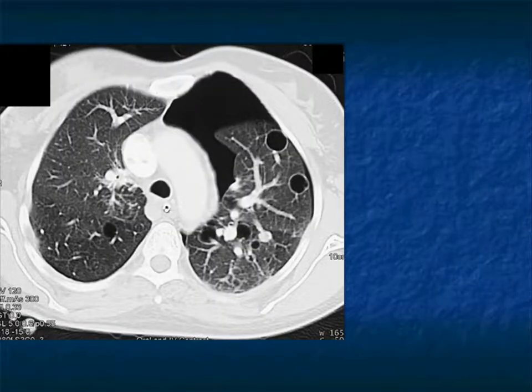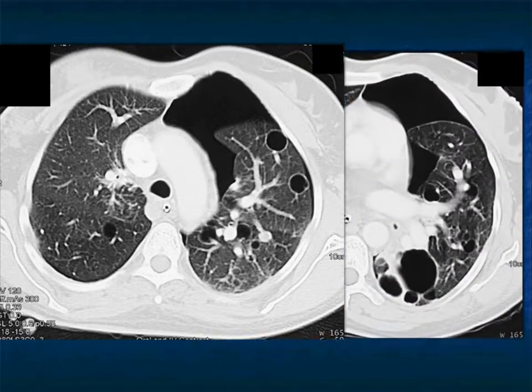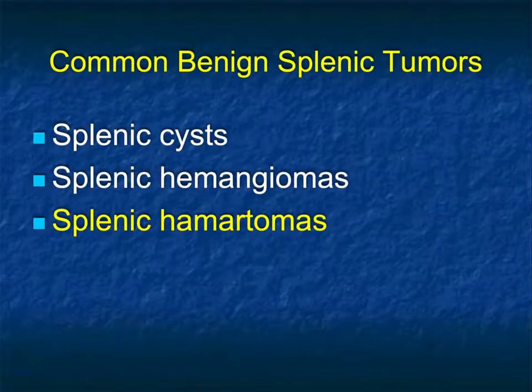Again, the history of KTW will make it easy to reach the diagnosis, but the spleen alone is not a perfect diagnosis. Oh yes, here's that patient's cysts in the lung, and in Klippel-Trenaunay-Weber, you can get spontaneous pneumothoraces, which this patient did indeed have. So they'll help you with the diagnosis.